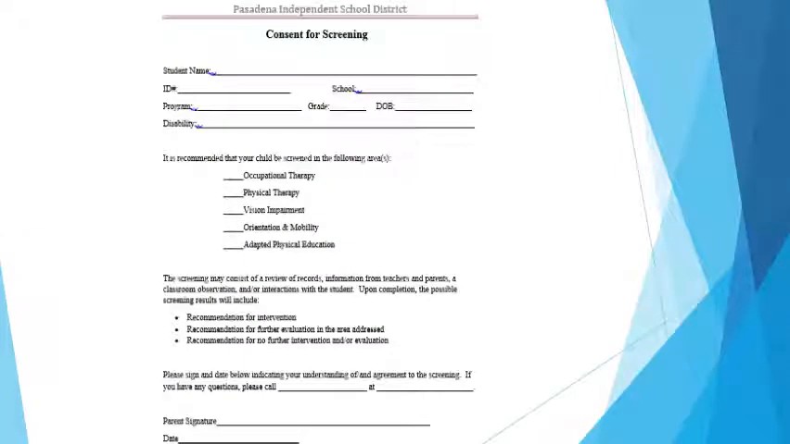This document is the consent for screening. This document is filled out by special education staff on campus and sent home to be signed by the student's parent.